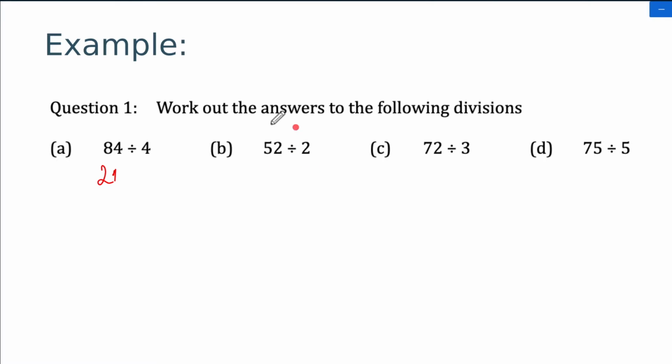Okay, now let's have a look here where we have a remainder. How many times does the 2 go into 5? And the answer is twice. But 2 times 2 is 4. So it means you're going to have a remainder of 1.